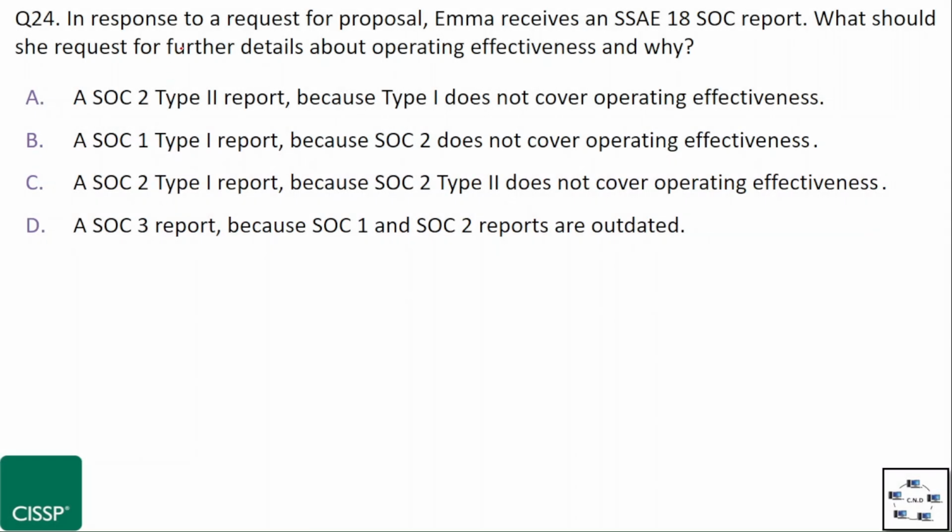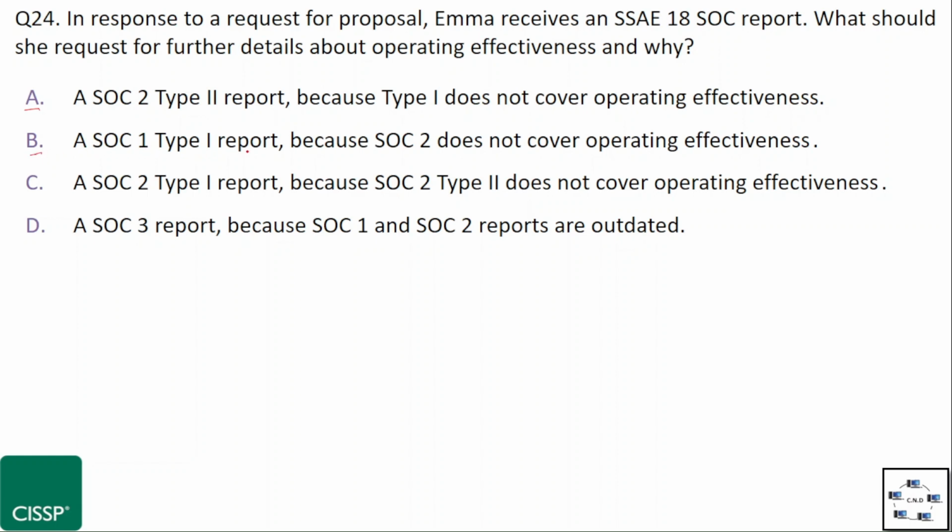Question number 24. In response to a request for proposal, MR receives an SSAE 18 SOC report. What should she request for further details about operating effectiveness and why? The options are: option A, SOC 2 Type 2 report because Type 1 does not cover operating effectiveness.